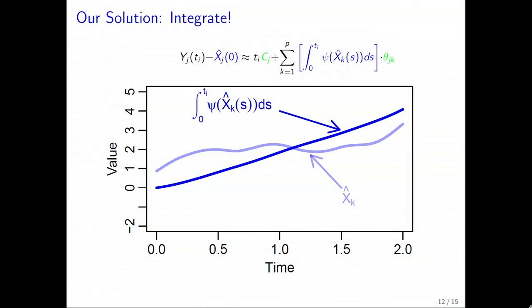And now that I have everything plugged into this equation, on the top here, I can now estimate the theta jk's and get a really accurate estimate of my graphical model. Much more accurate than I would have gotten if I had estimated the derivative in the way that existing methods do.